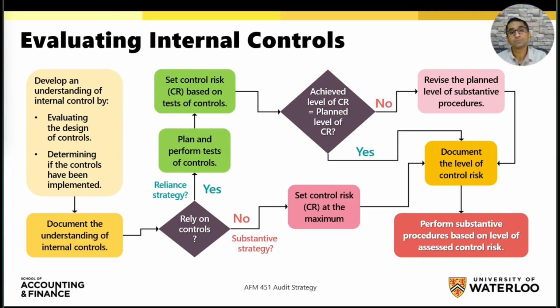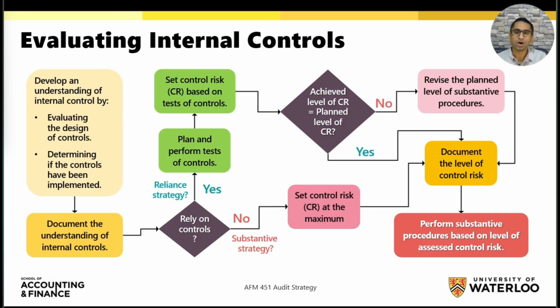If the testing confirms that controls are operating effectively, the achieved control risk now aligns with what we had planned for. In this situation, reliance is now supported and the planned reduction in substantive procedures can proceed. The level of control risk is documented and substantive procedures are adjusted accordingly.